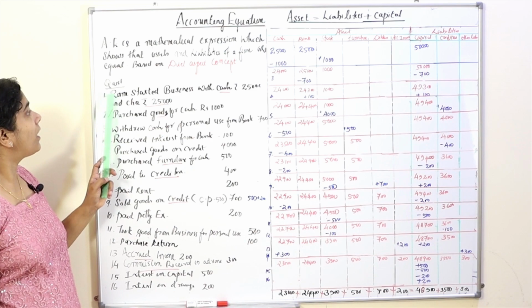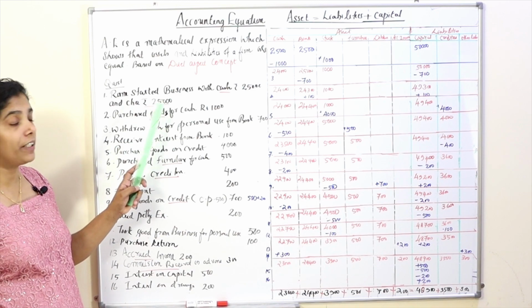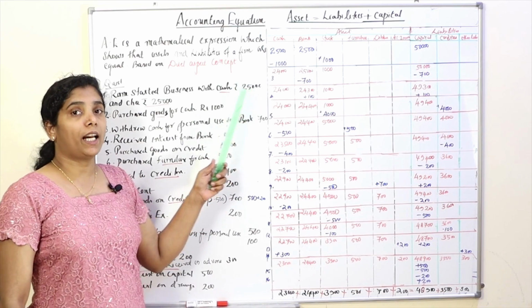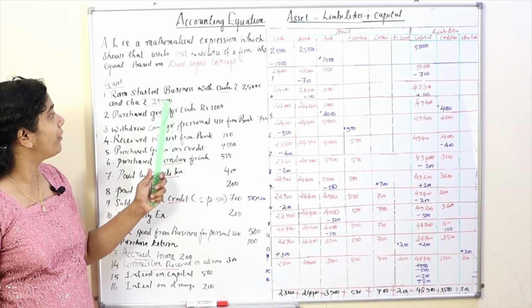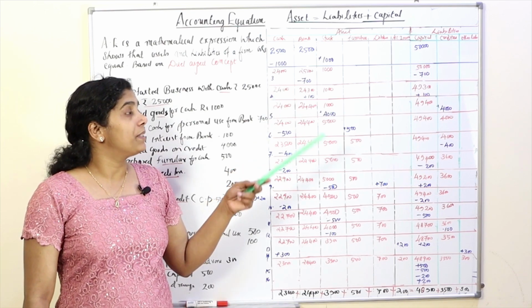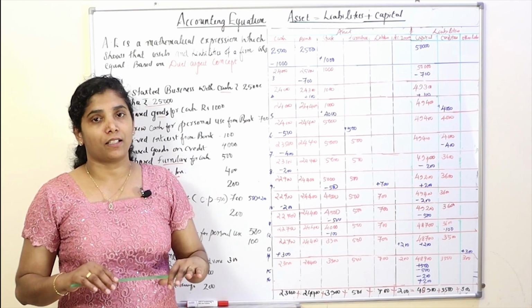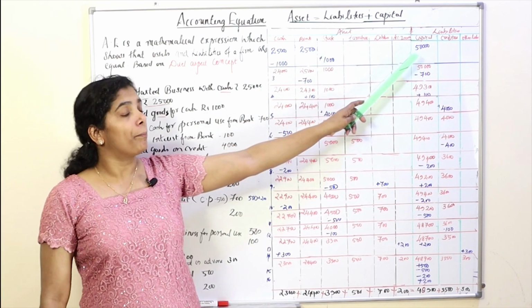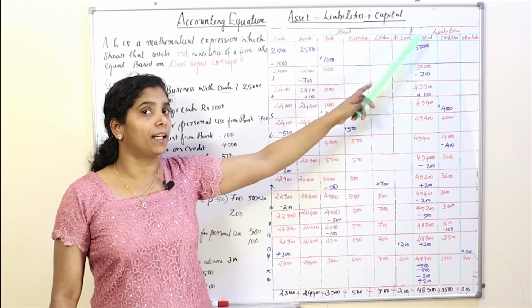Now, one question. Ram started business with cash rupees 25,000 and cheque rupees 25,000. See, Ram invested a total of 50,000: 25,000 cash and he put 25,000 in the bank. As per the legal entity concept, the owner and the business are separate. The company has a separate existence apart from its owner. So, the company is liable to pay back this 50,000 to the owner at the time of winding up of the company.